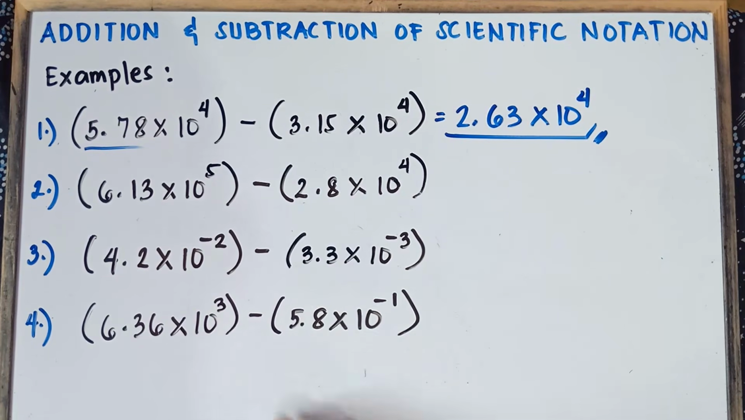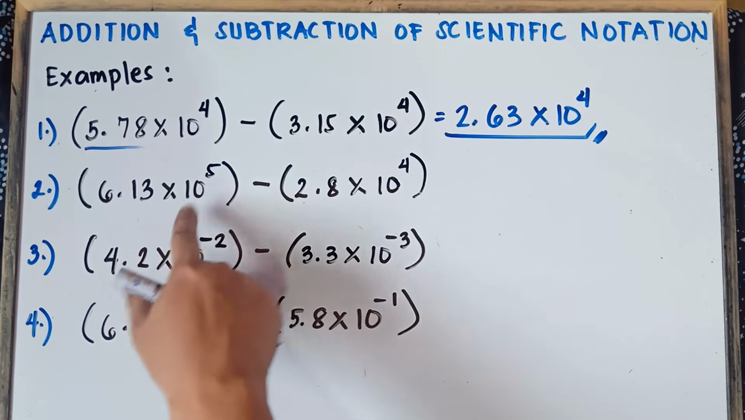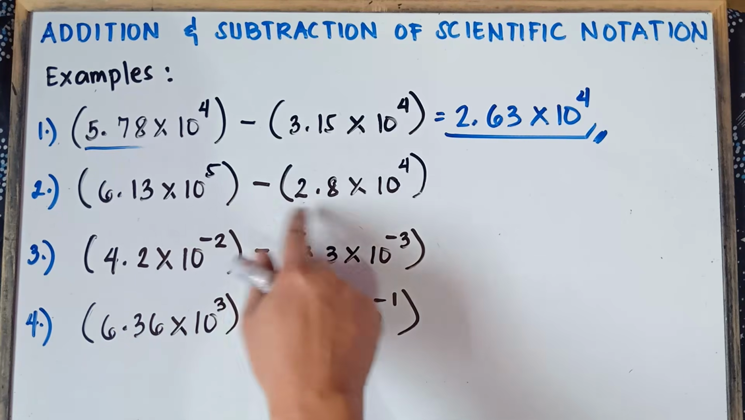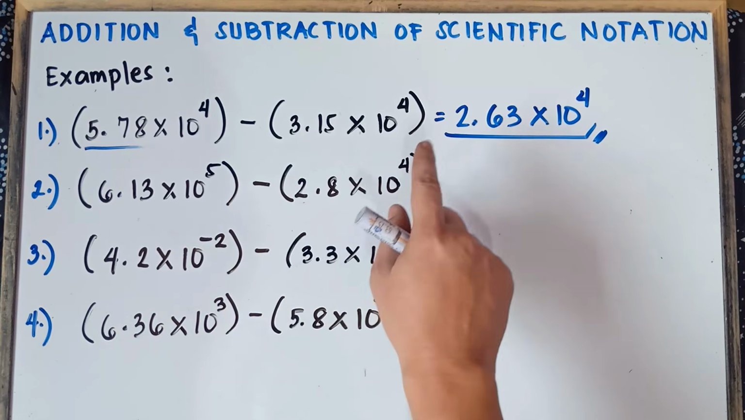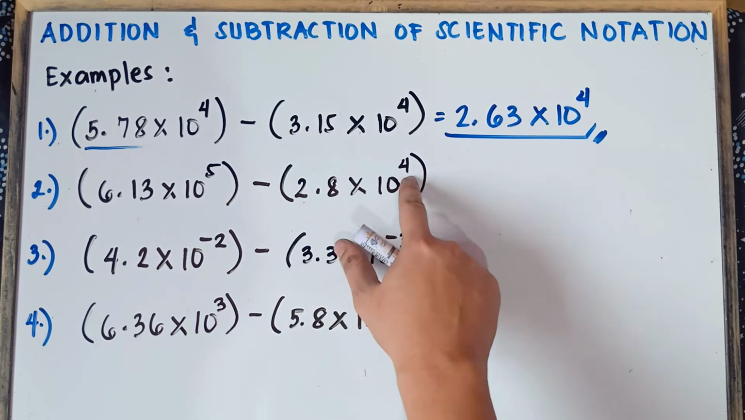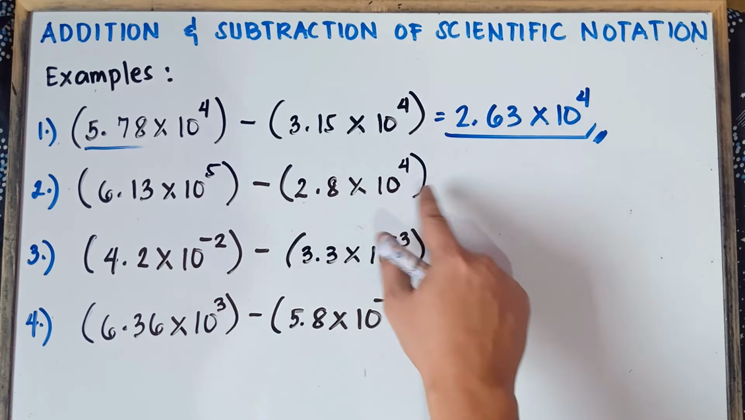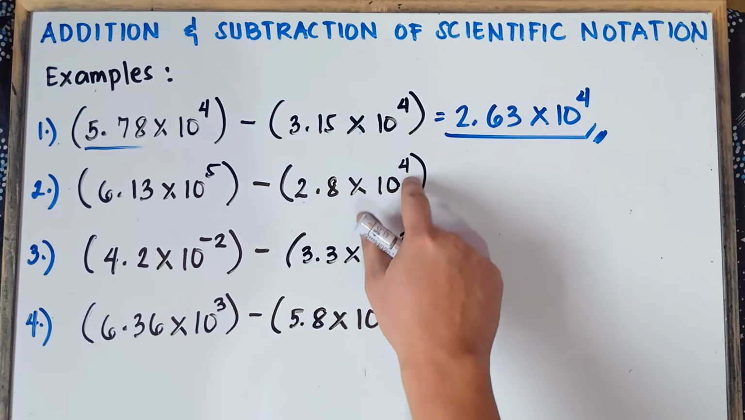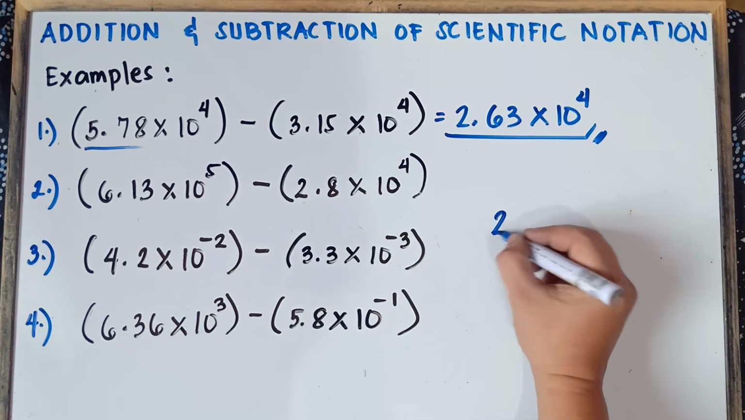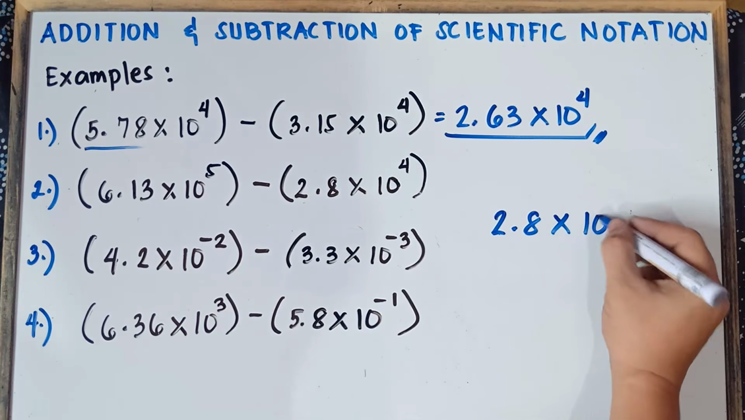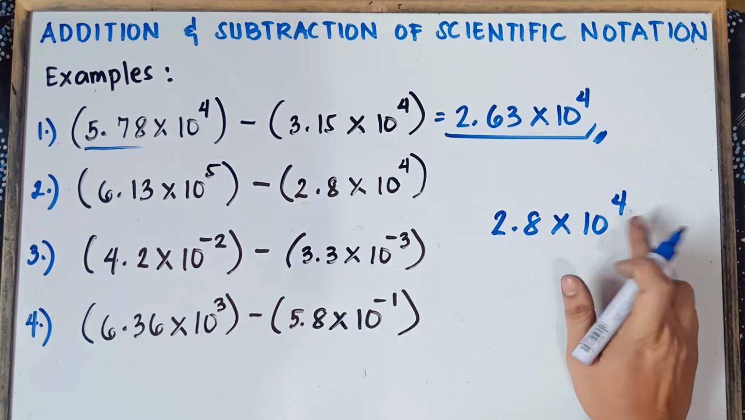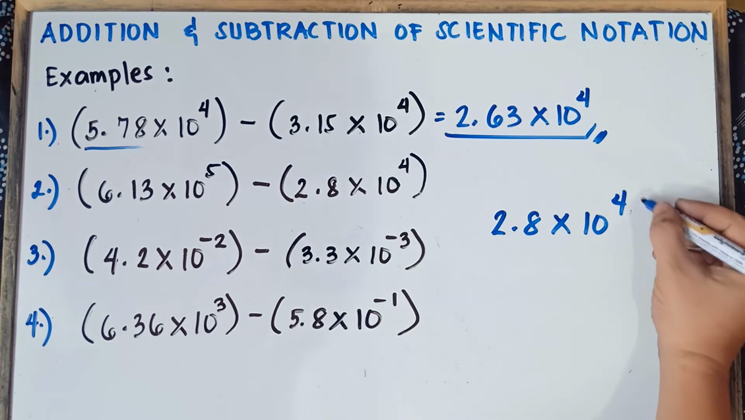Alright, so example number 2, we have 6.13 times 10 raised to the power of 5 minus 2.8 times 10 raised to the power of 4. Once again, class, the smaller exponent will adjust. We need to make this 4 become 5. And to make this 4 become 5, of course, we need to add 1. So let me just copy this one. 2.8 times 10 raised to the power of 4. Once again, to make this 4 become 5, we need to add 1.